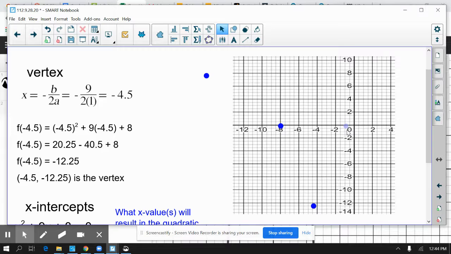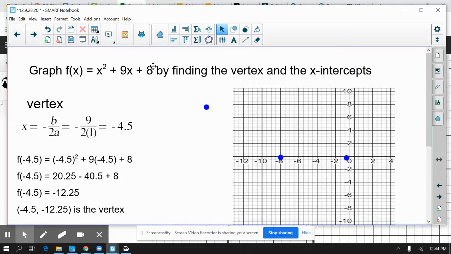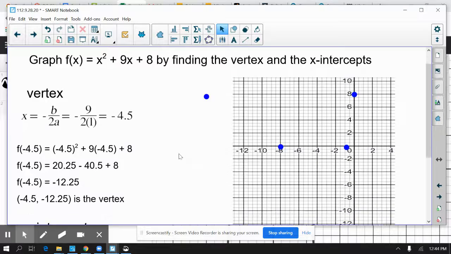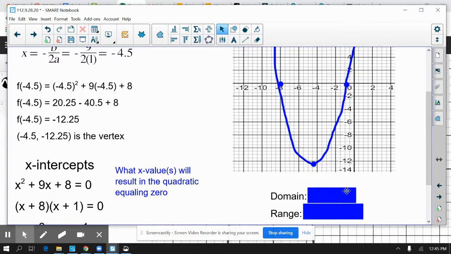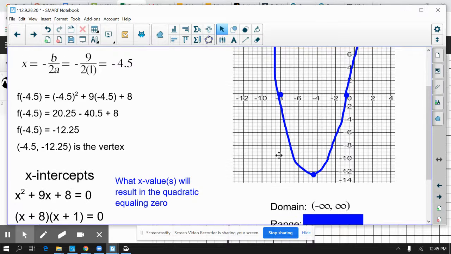Having these three points is sufficient. You know it's a parabola, and there's the vertex, so that's the minimum, and you could just sketch a graph right here. But realize that the y-intercept is 8. If you plug in 0, you have a y-intercept of 8. So might as well plug that in, just as a further way to guide you, and then do your best to draw it out. The domain, it's a parabola, so it's always all real. But the range, graphically, is from -12.25 to infinity.